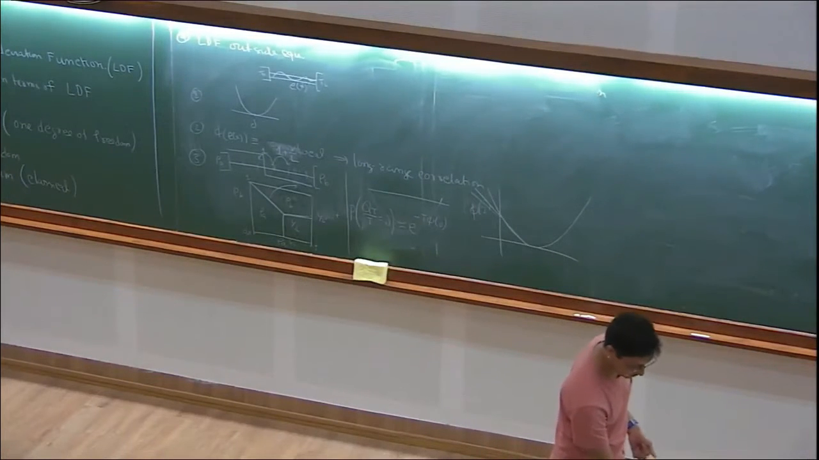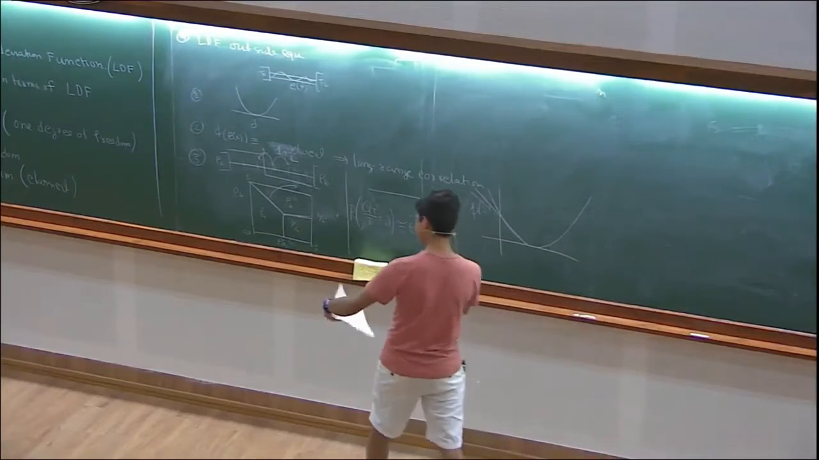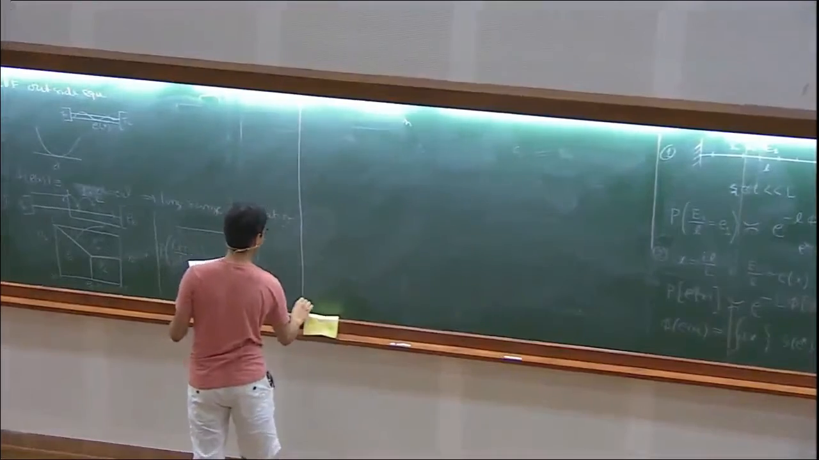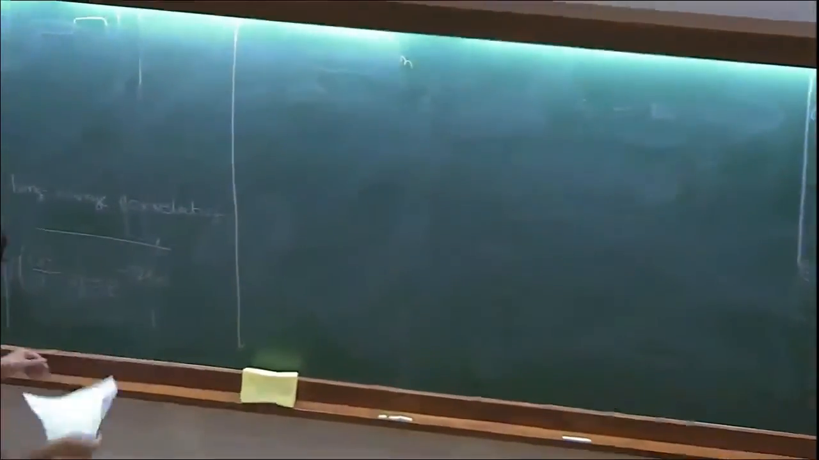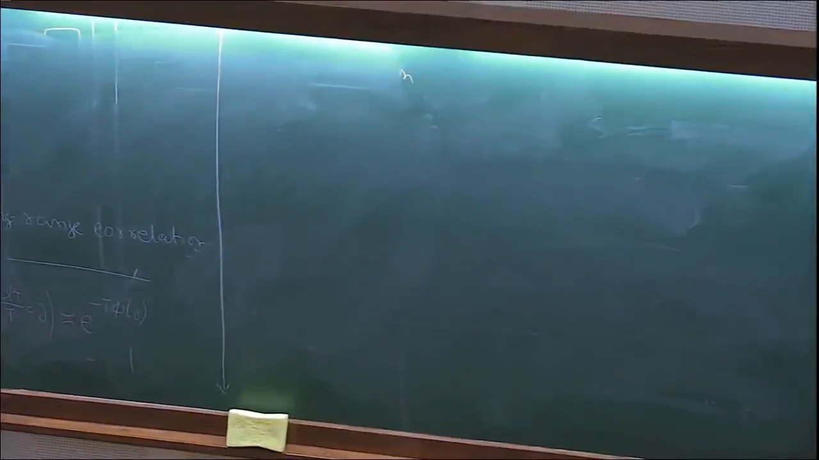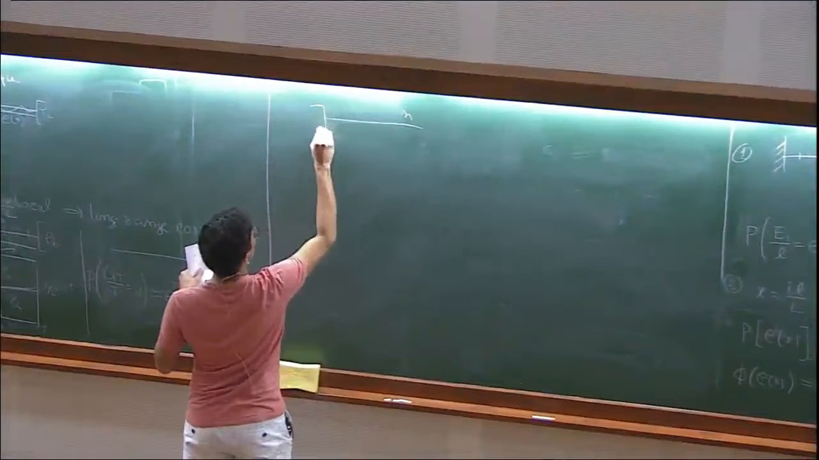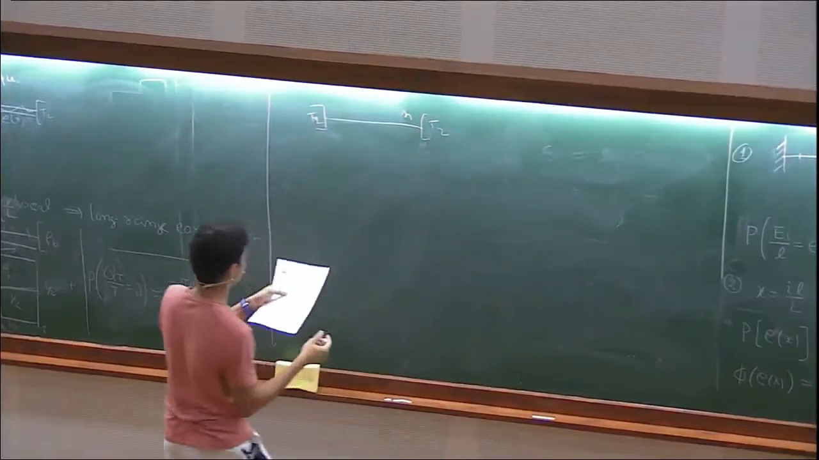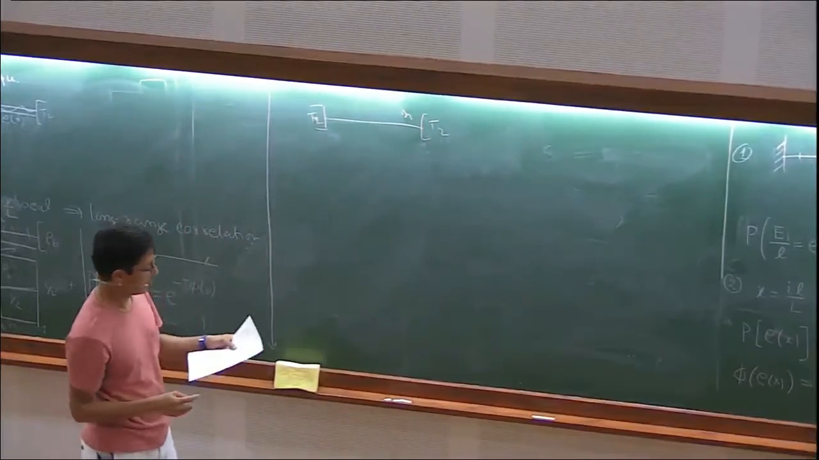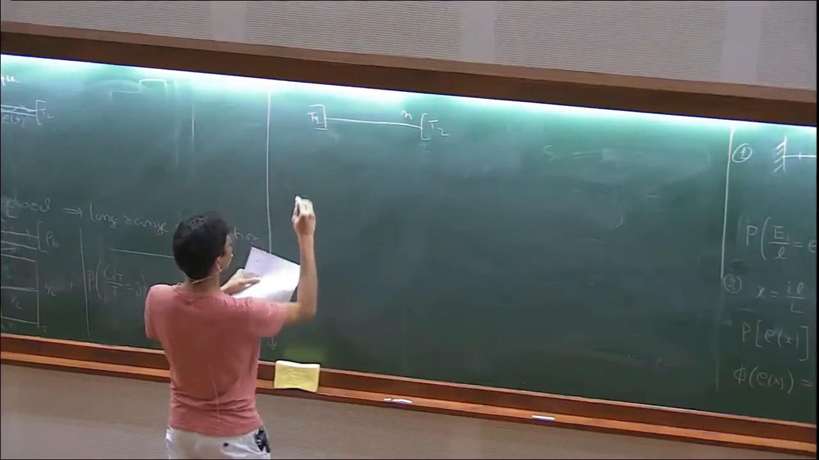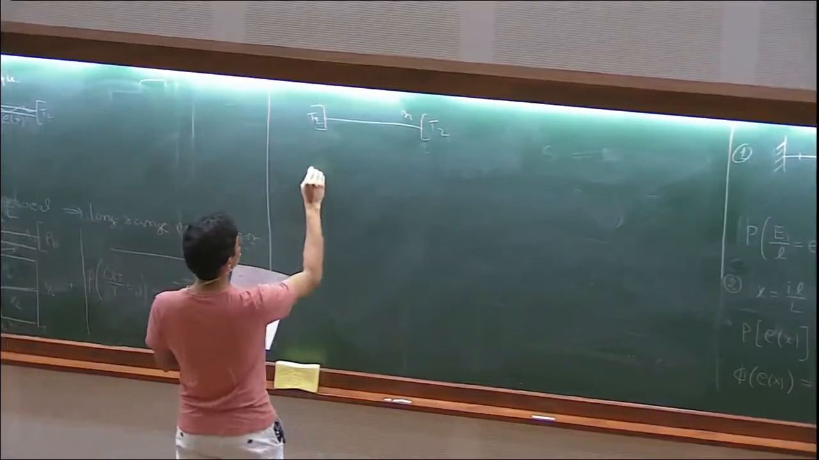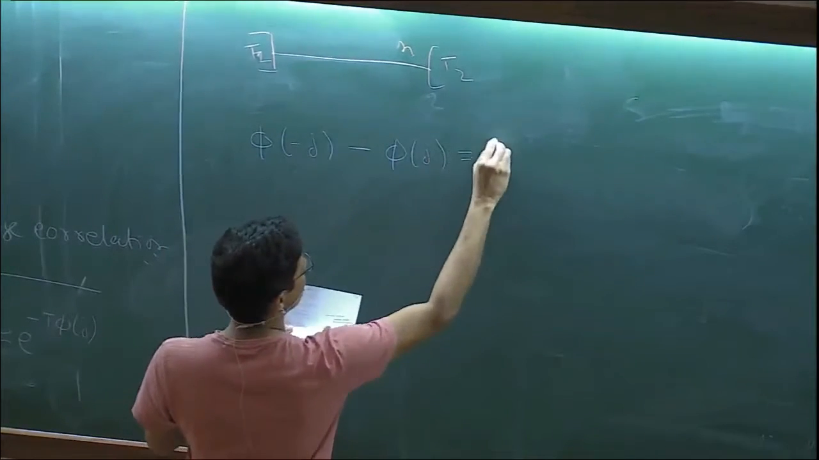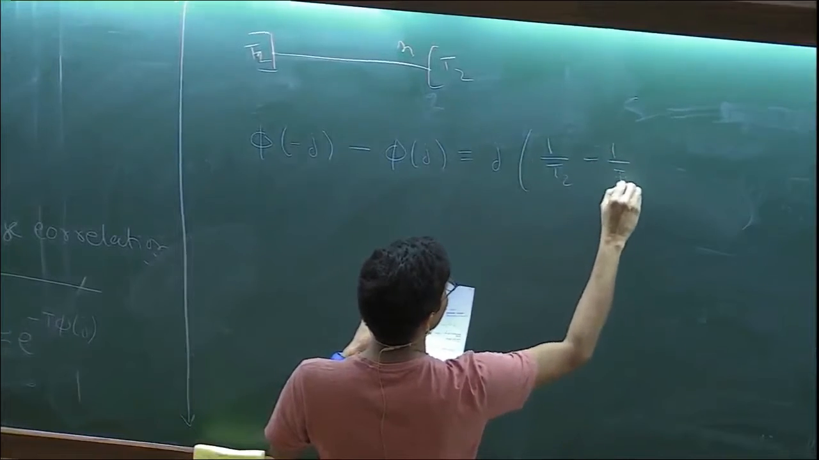But okay, the last property I wanted to say is that this large deviation function also has some symmetry properties, which are sometimes quite important. For example, let's talk about a system now coupled not to a particle reservoir but to two temperatures, T1 and T2. I'm looking at the large deviation function of current, and it turns out that for diffusive systems there is a symmetry: phi of minus j minus phi of j equals j times 1 over T2 minus 1 over T1.